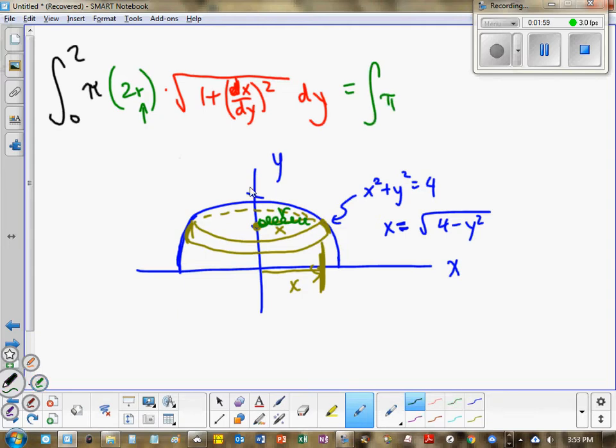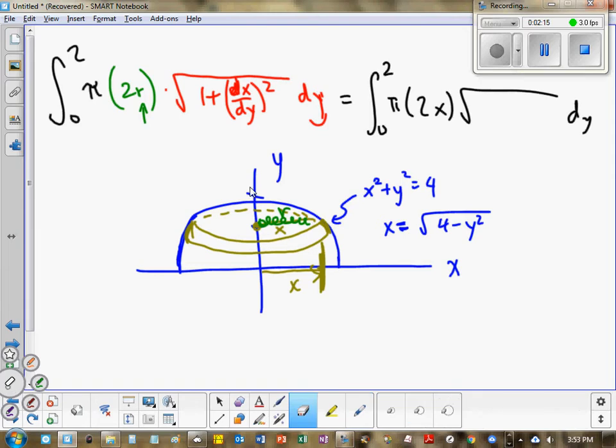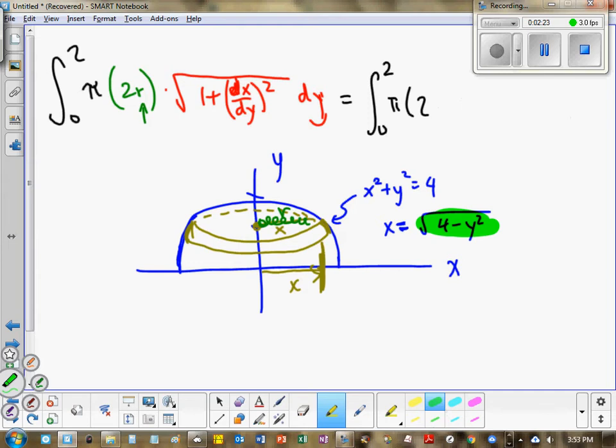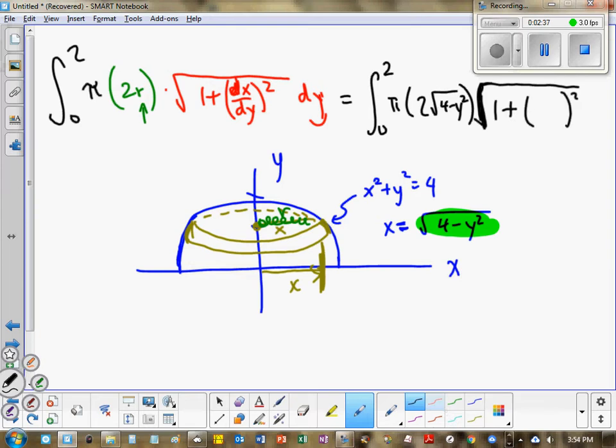Okay, so this was a 2. For our integral, we have 0 and 2, and 2 pi. And we have to decide, do we want to write 2r? Definitely not. Do we want to write 2x? I don't think so, because there's a dy at the back end. I think what we want to do is put in x, which is this: square root of 4 minus y squared. And then we have square root of 1 plus dx/dy squared, dy.